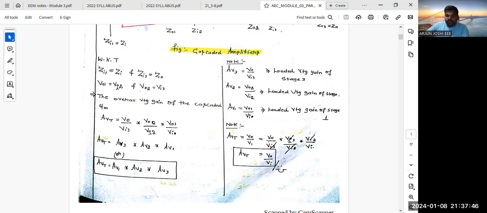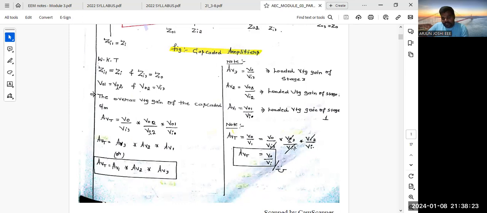All of you observe here, we know V01 is equal to VI2, and V02 is equal to VI3. Please write down this equation, everything is remaining the same, but make these two changes: V01 is equal to VI2, and V02 is equal to VI3.